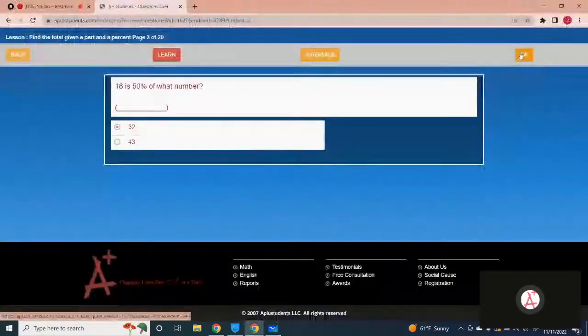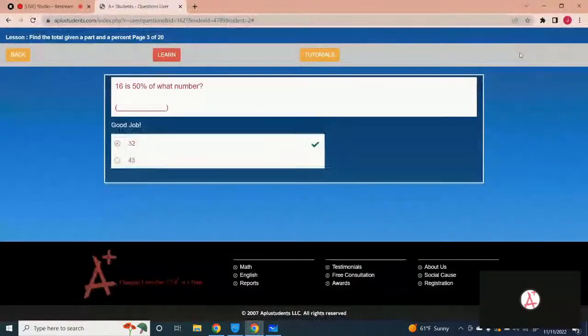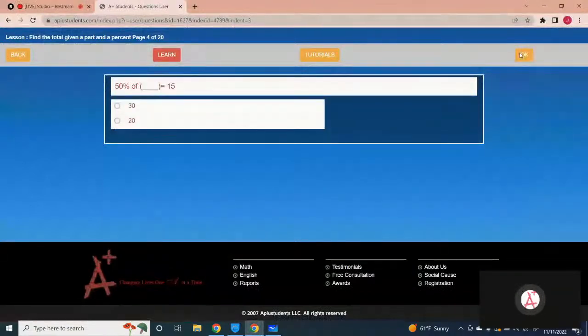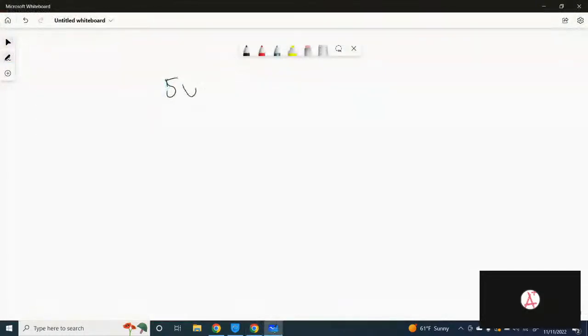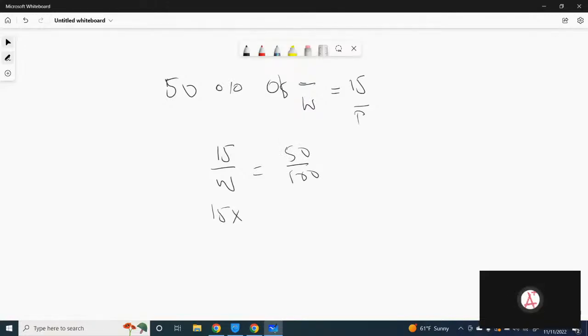So the next one is: 50% of what number equals 15? Again, you have to find the whole number. You are given a part, so just form a proportion. It would be 15 divided by the missing number, because you don't know 15 is what part of the missing number, and 50 divided by 100. Just do cross multiplication, so it would be 15 times 100 and W times 50.